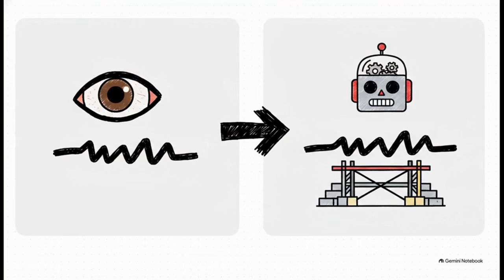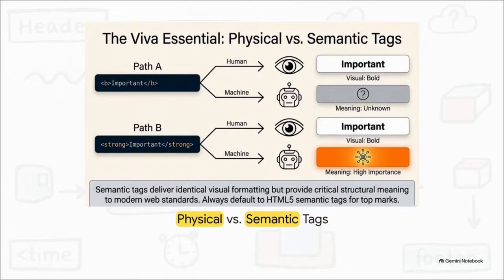You know, the real secret to modern HTML is understanding the difference between just formatting something for the human eye versus actually structuring it for a machine. Historically, developers would just use physical tags, like the B tag, literally just to make text bold. But HTML5 totally changed the game with semantic tags. To you and me, looking at a screen, they look completely identical, but beneath the surface, they are doing entirely different jobs. This perfectly illustrates those two diverging paths.